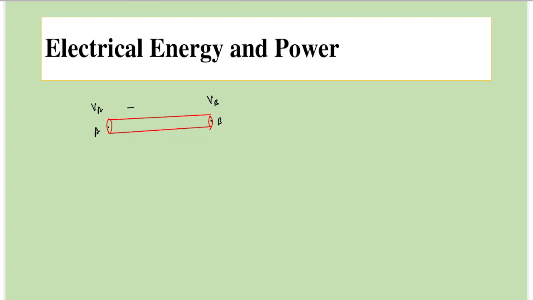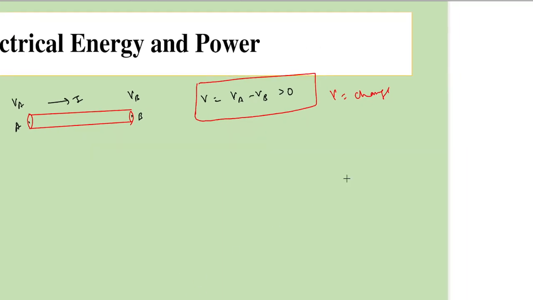Suppose a current I flows from end A to end B. Then we can say that the change in potential, which is called V, is equal to VA minus VB, and this is a positive number, more than 0. It is positive because current moves from end A to end B, and we know that current always moves from high potential to low potential. So this V is called the change in potential.